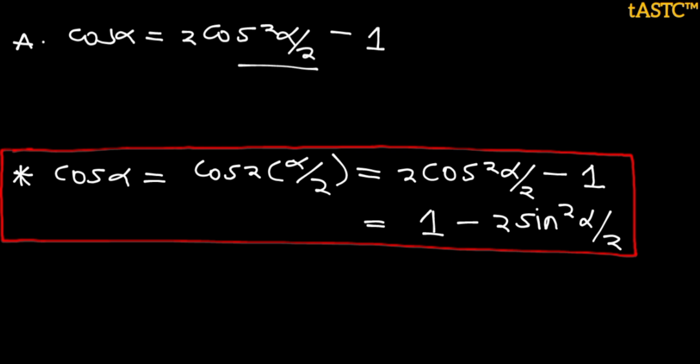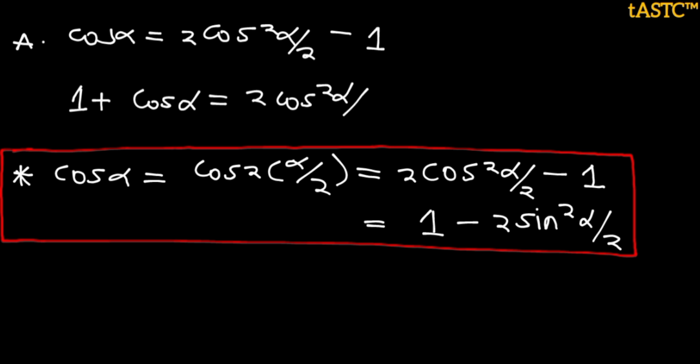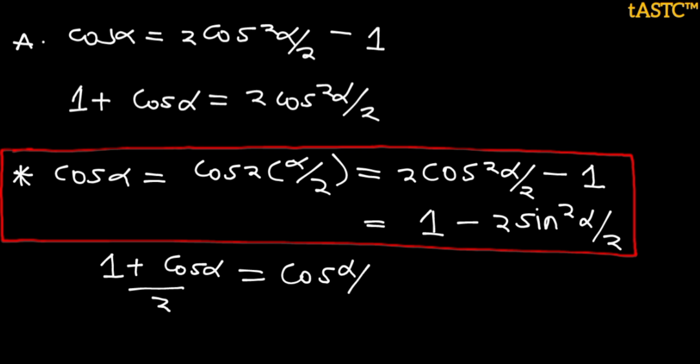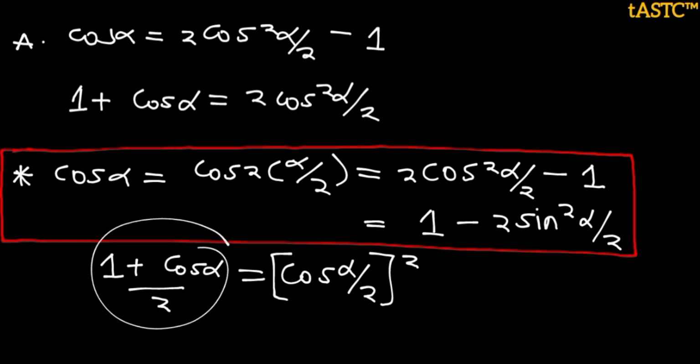Now from here, I'm going to take the 1 to the first part. So let us say we have 1 plus cos alpha, and that is equal to 2 cos squared alpha divided by 2. Now I'm going to take this 2 away from here. That would give us 1 plus cos alpha divided by 2, and this will be equal to cos alpha divided by 2, all squared. So I want to take this squared away from there, which would bring a square root sign on the other side.